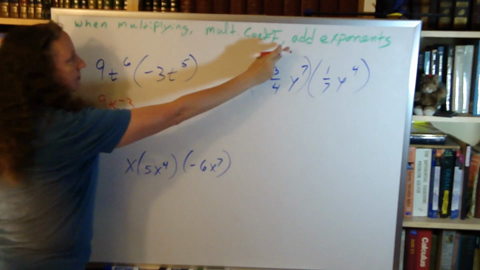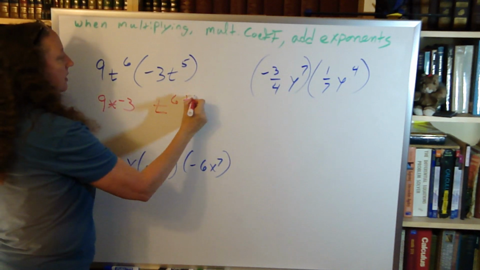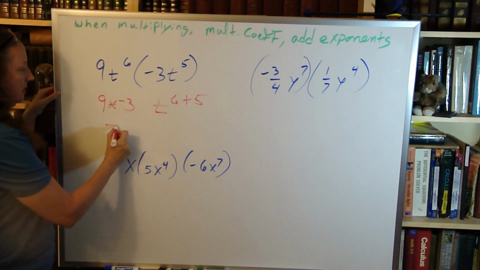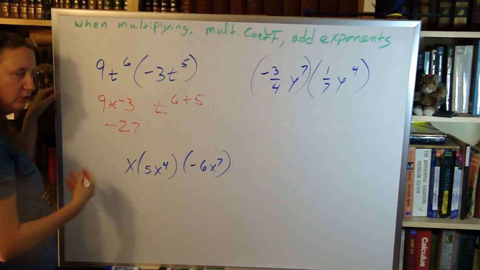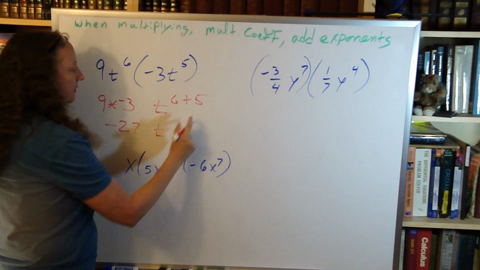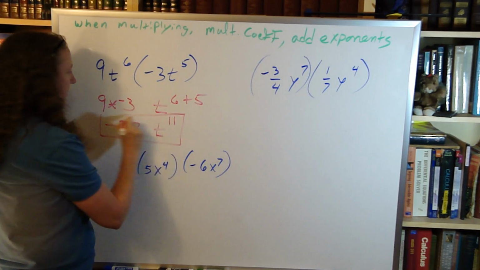And I'm going to add my exponents. So that's t to the 6 plus 5. 9 times negative 3, negative 27. Use your calculator if you need to. T to the 6 plus 5, 11. There is my answer.